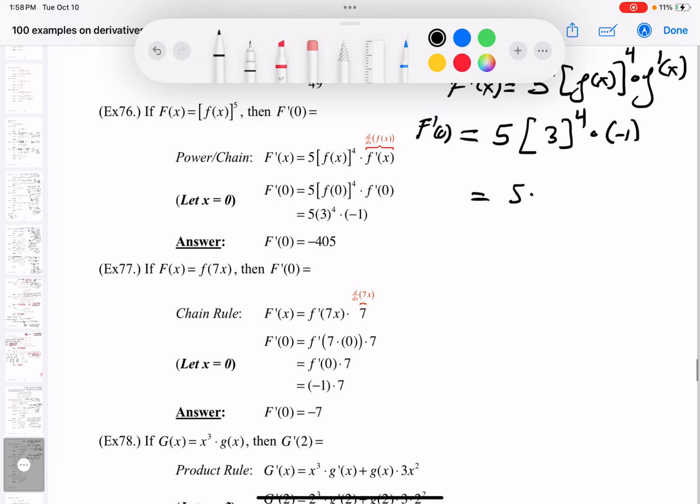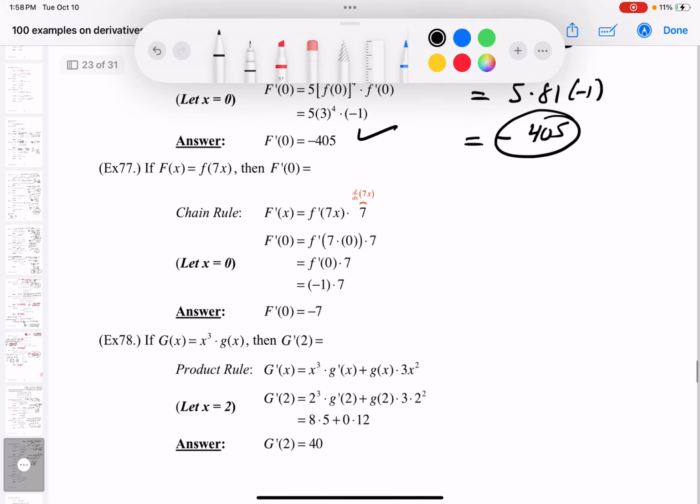Well, you get 5 times 3 to the 4th power. 3 times 3 is 9, 27, 81. And then you get minus 1. Well, it's going to be minus, and 5 times 80 is 400, and 5 times 1 is 5, so 405.